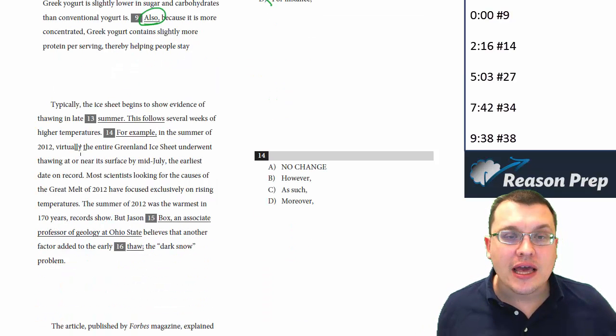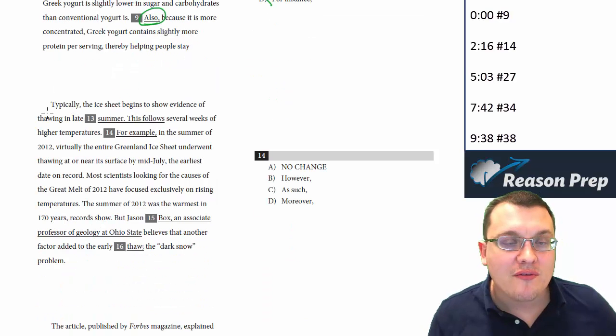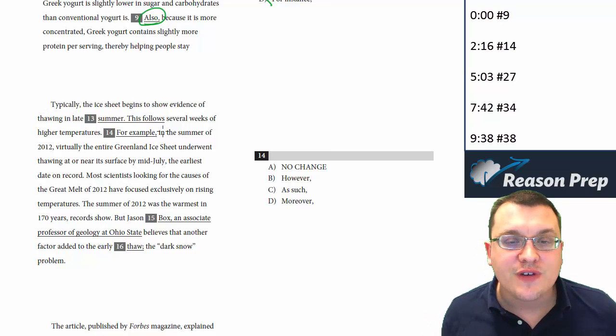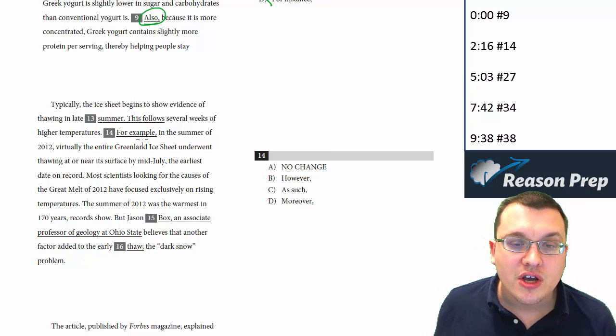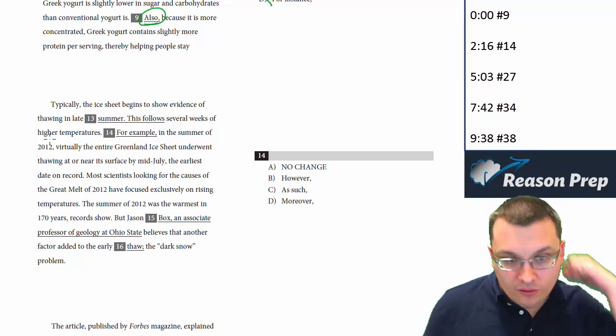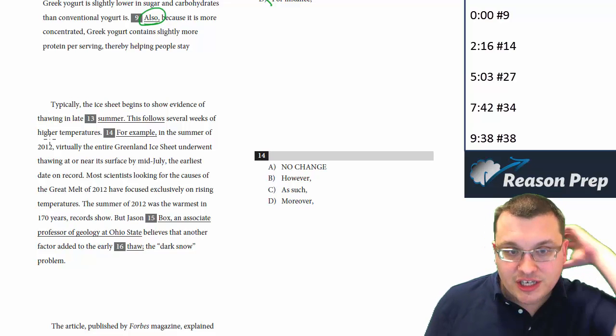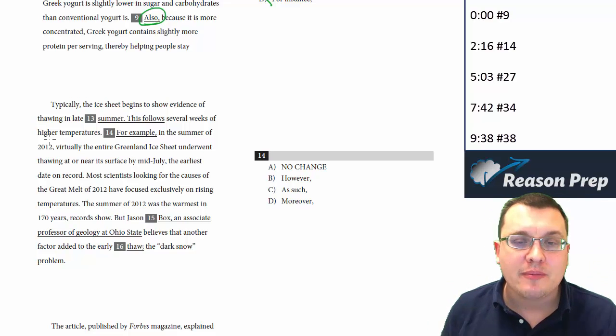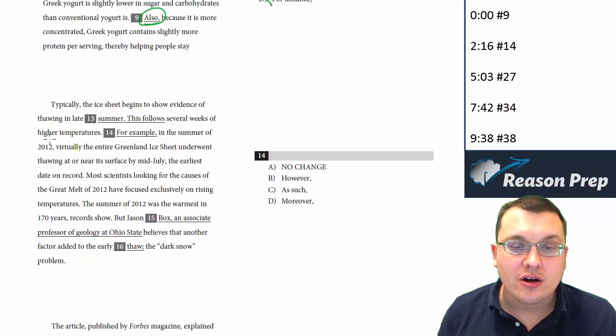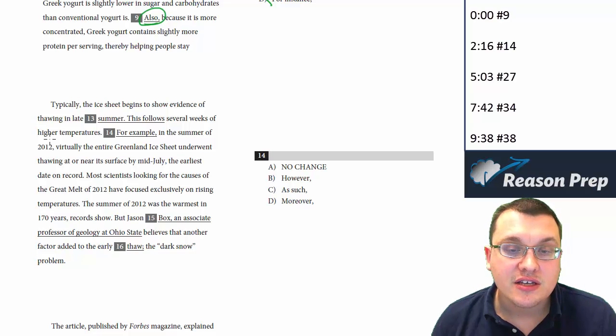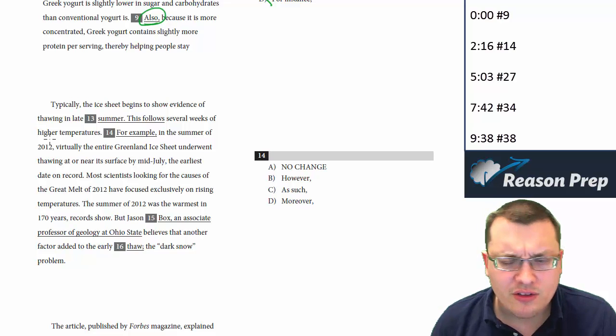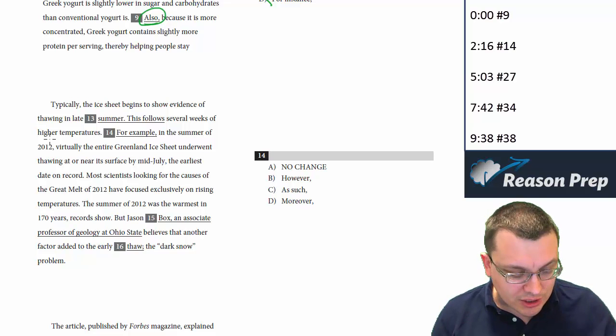Let's look at 14. Typically, the ice sheet begins to show evidence of thawing in late summer. This follows several weeks of higher temperatures. For example, in the summer of 2012, virtually the entire Greenland ice sheet underwent thawing at or near its surface by mid-July, the earliest date on record. Most scientists looking for the causes of the Great Melt of 2012 have focused exclusively on rising temperatures. The summer of 2012 was the warmest in 170 years, records show. Okay, let's stop there.